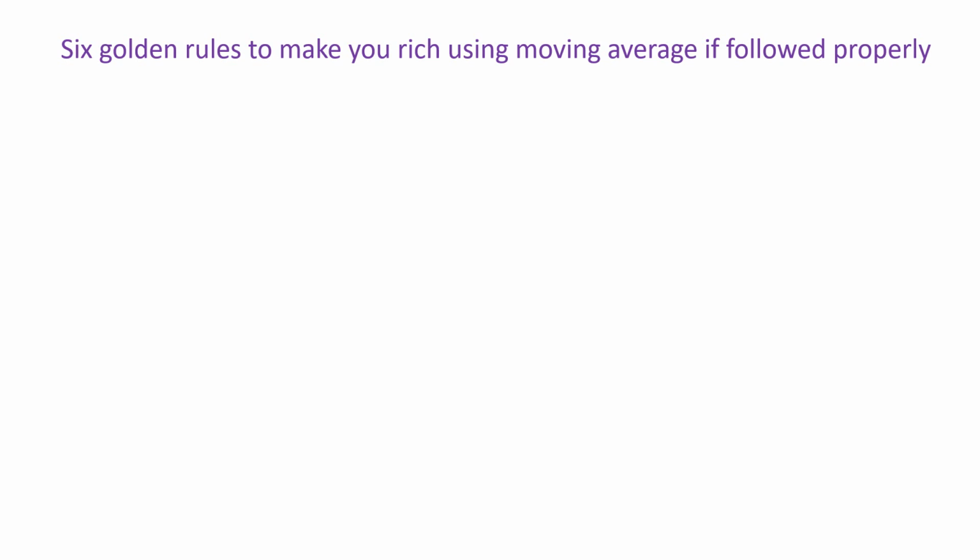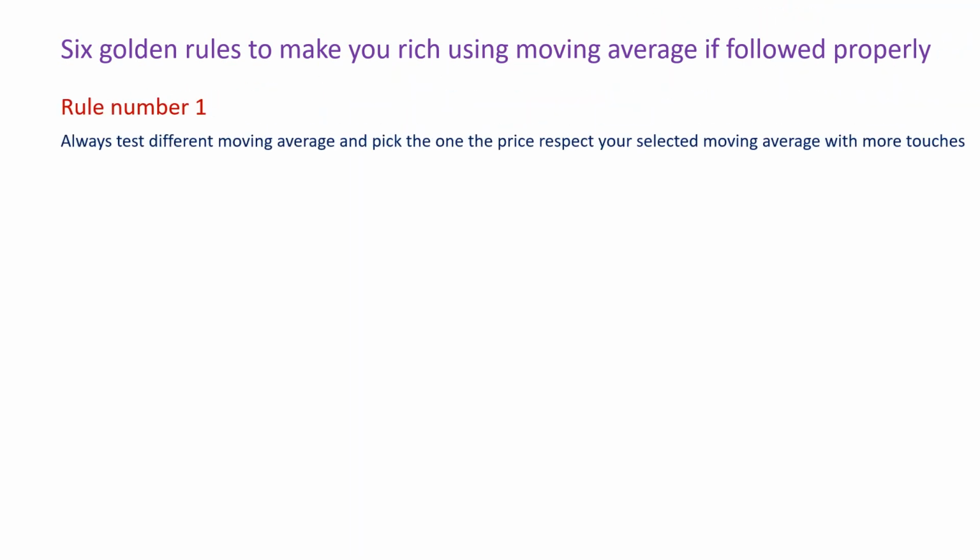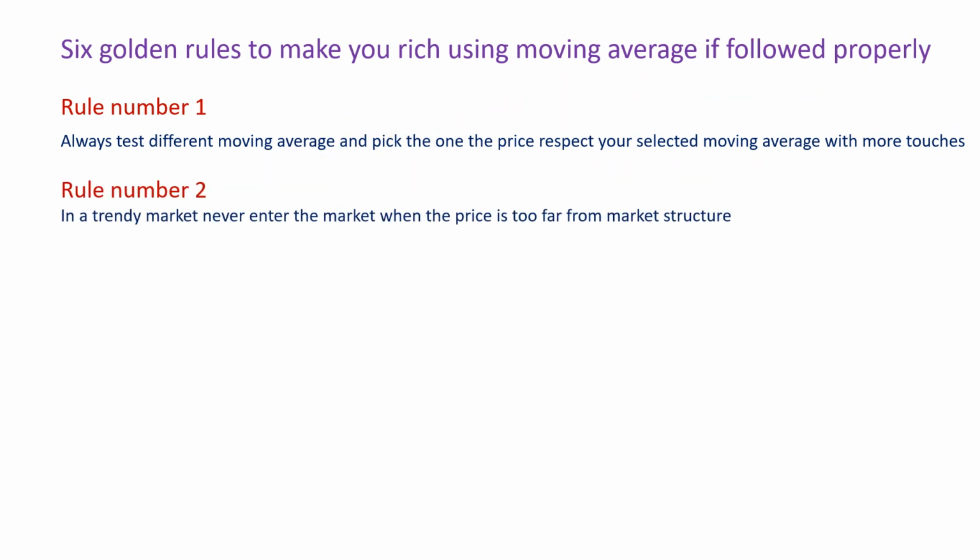But bear in mind, since moving average is a lagging indicator, always use price action when you analyze your market structure. These 6 golden rules are as follows. Rule number 1, always test different moving average and pick the one the price respects with more touches. Rule number 2, in a trendy market, never enter the market when the price is too far from the market structure.